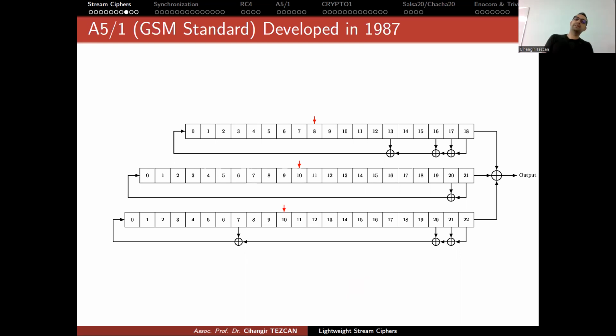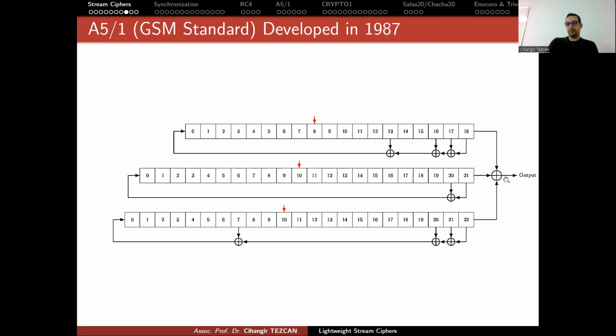you how you can design a stream cipher, a key stream generator, from a few LFSRs. So here are 3 LFSRs: 19 bits, 22 bits, and 23 bits. If you sum all of them, they end up with 64 bits. This is a stream cipher that uses a 64-bit key, which is called A5/1. This is a GSM standard. It's 2G. So it works like this.